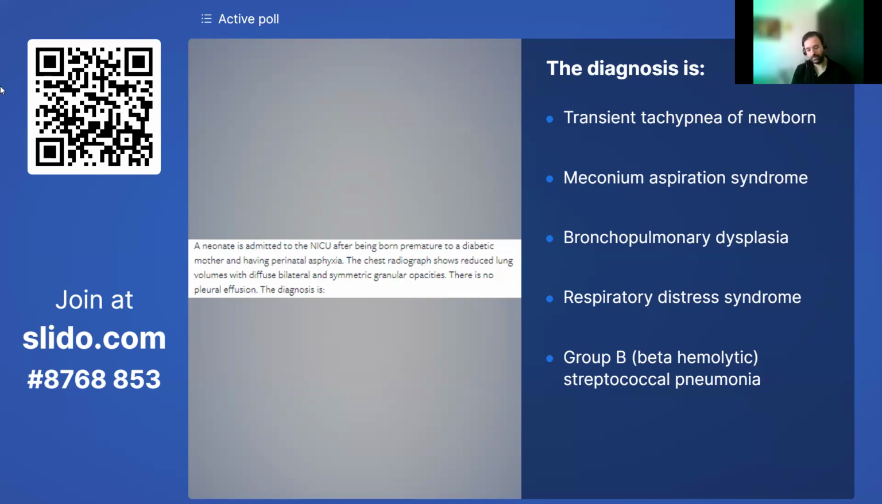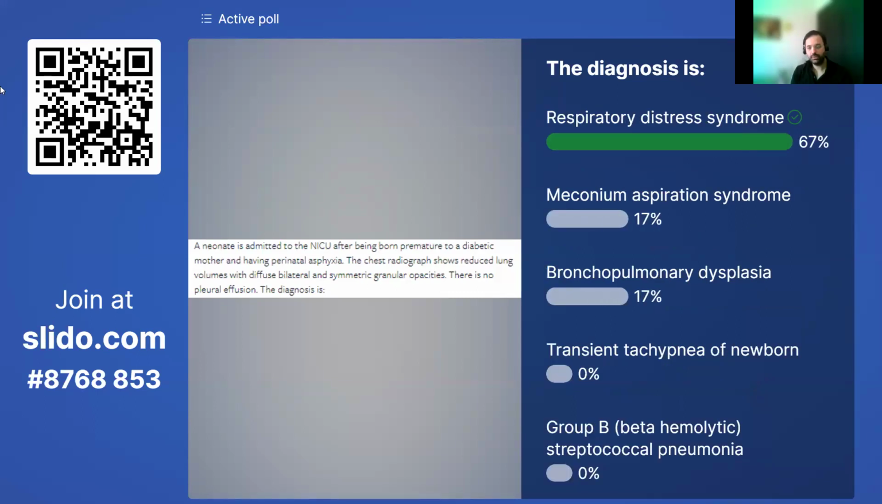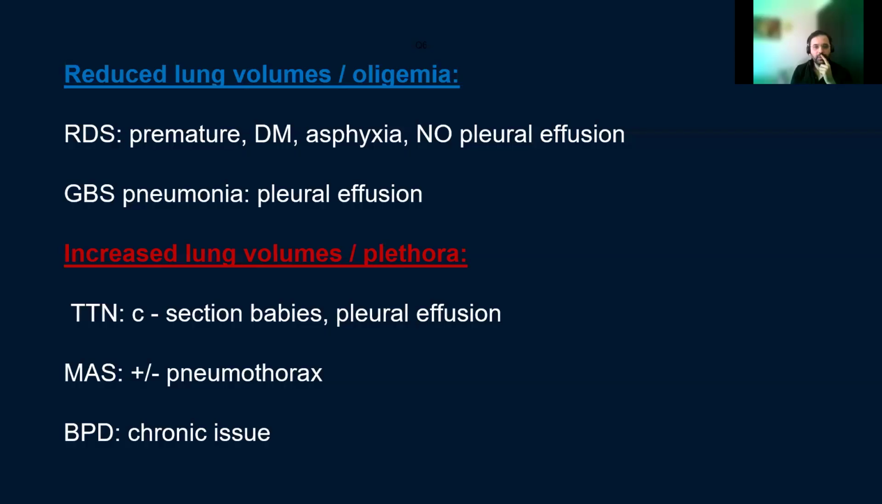Okay, great. So let's look at the poll. So it is RDS, that's right. Now let's go to the explanation quickly. This question is testing you based on lung volumes and the history of prematurity or post-maturity, whether you can come to a diagnosis. Now, reduced lung volumes or pulmonary oligemia, there are two conditions that can cause it: respiratory distress syndrome and the group B beta hemolytic streptococcal pneumonia.